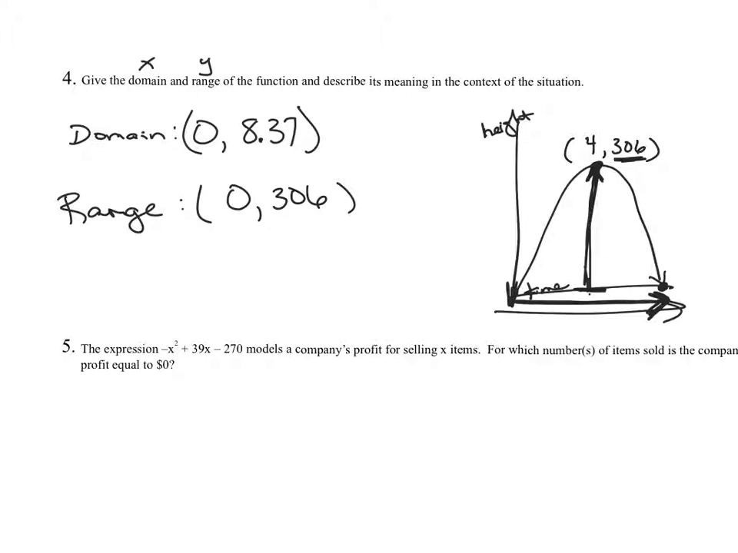Okay, so in this instant, it says give the domain and range, which we did, and describe its meaning in the context of the situation. So our domain in this context would be the time it took for that item to be launched and then hit the ground. Okay, so the time interval for whatever situation, because it could be another situation, but the time interval for this situation would be the time it took for the item to be launched before it hit the ground.